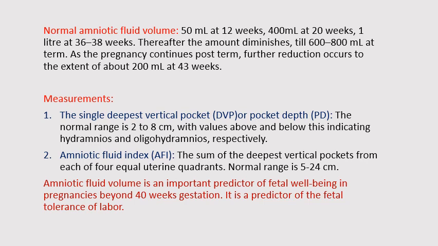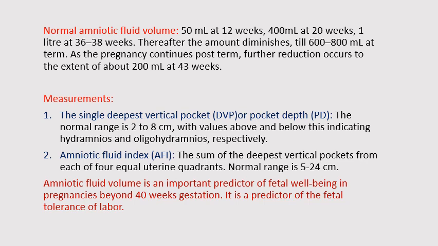Now, how do we measure this amniotic fluid volume? We can measure the single deepest vertical pocket, DVP, or pocket depth. The normal range is 2 to 8 centimeters. If it is above this, we call it hydramnios or polyhydramnios, and if it is below 2 centimeters, we call it oligohydramnios.